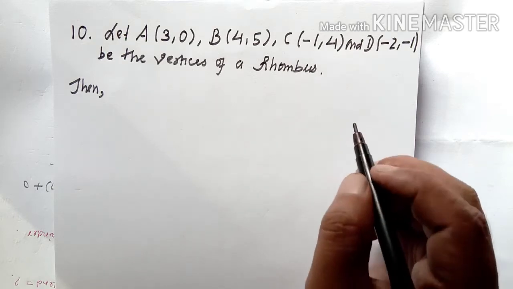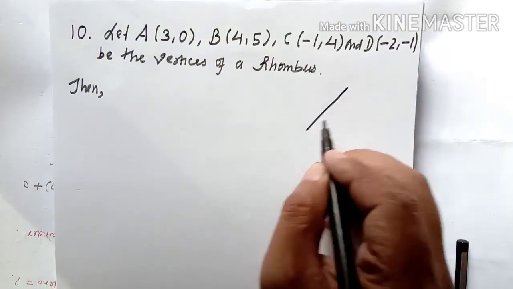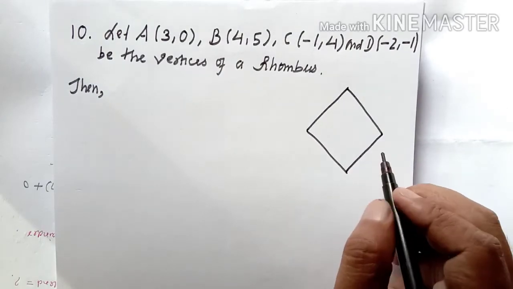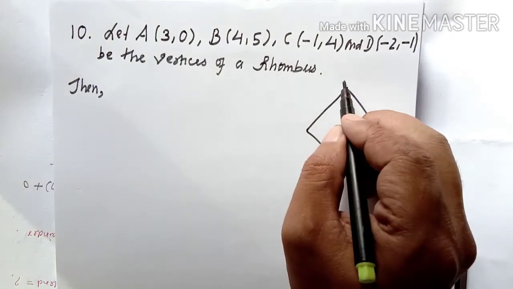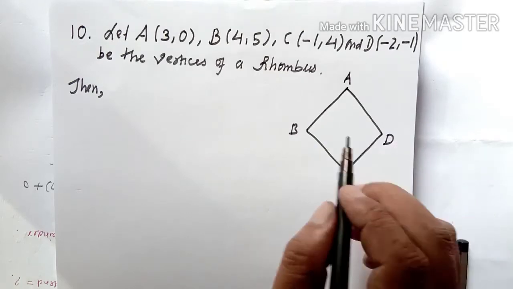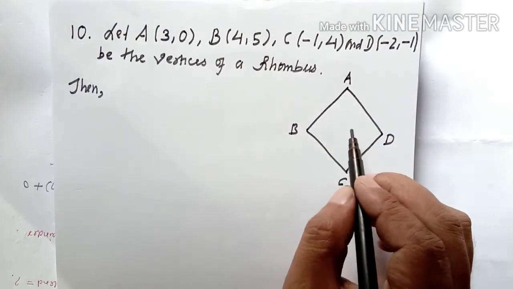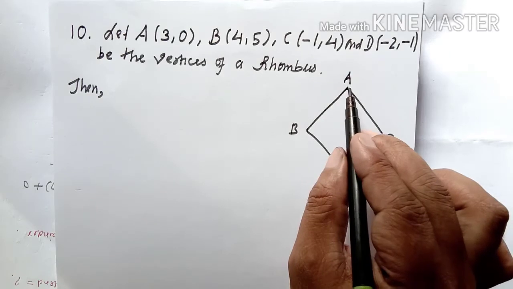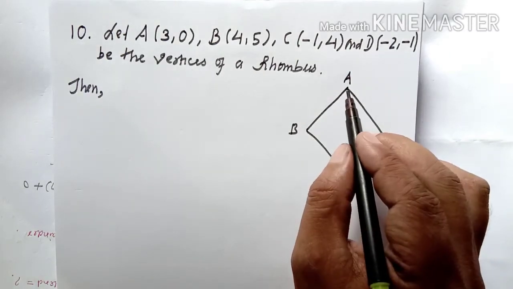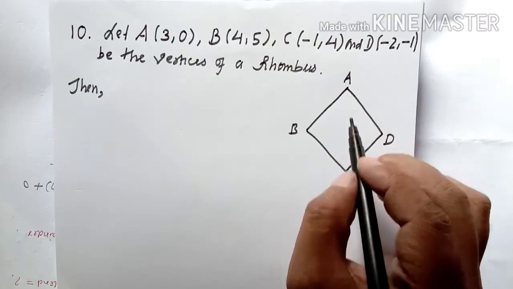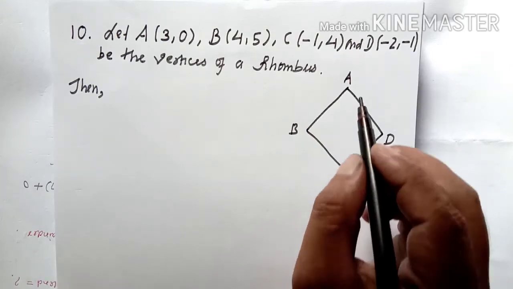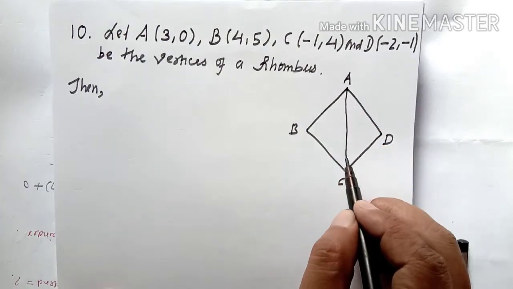So let's have a look at the figure. We have a rhombus, a polygon made up of 4 line segments where all the sides are equal. You can name it A, B, C, and D. Now to find the area of this rhombus, we know that the area equals half the product of its diagonals. So we need the value of diagonal AC and that of diagonal BD. First consider diagonal AC.